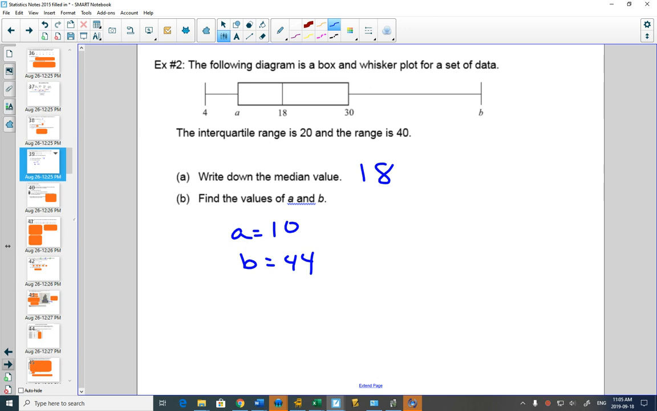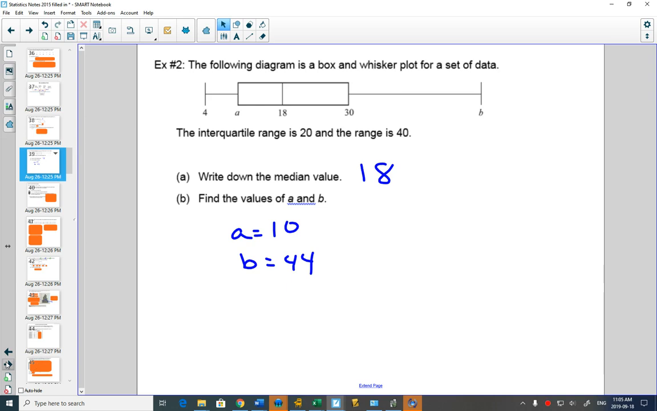How did you do? If my interquartile range is 20, this is like, you ask your questions, right? Because sometimes I'm going to make an assumption. If you don't ask a question, you understand it.